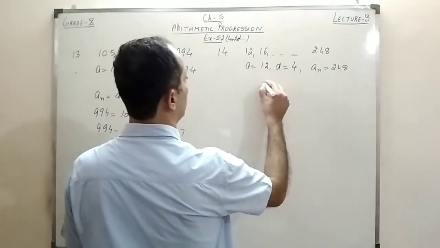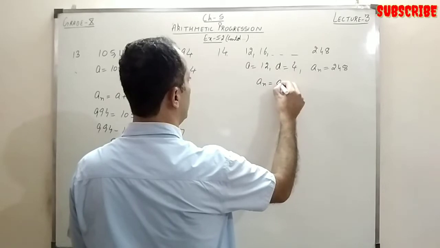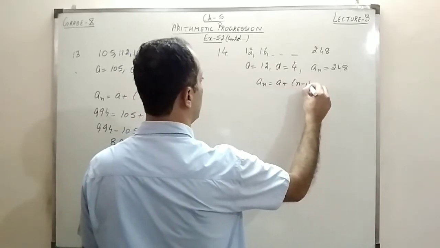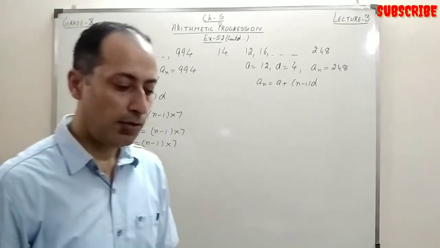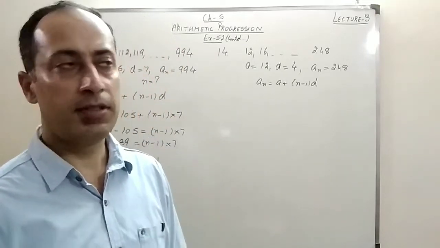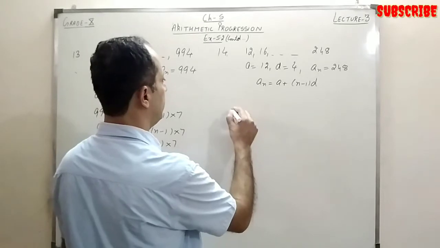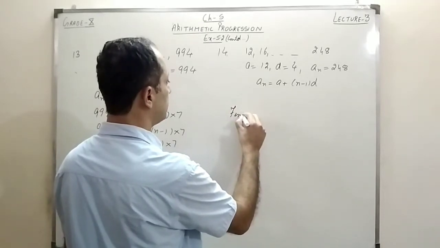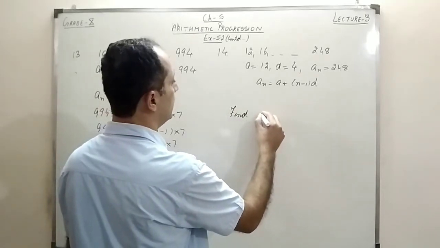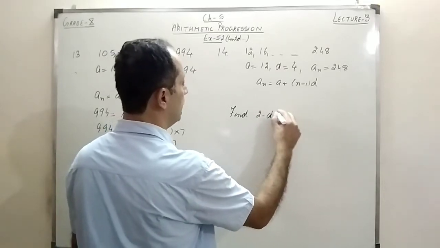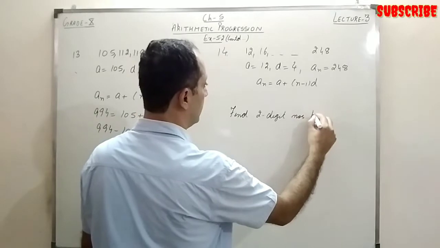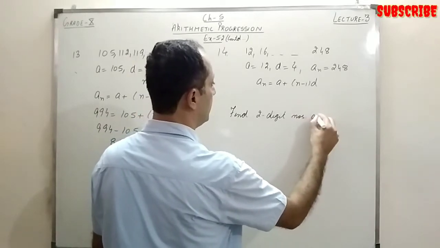So here again you apply this relation, AN is equal to A plus (n minus 1) into D. You substitute the values and you can find the answer. Now there can be more types of these questions. There can be a question: find, let's say, 2-digit numbers divisible by?